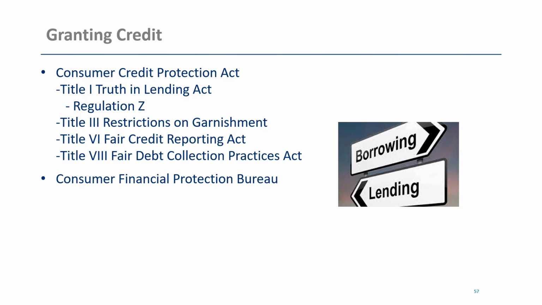Title III, restrictions on garnishment. A garnishment is a legal proceeding where money or property due or belonging to a debtor, but in the possession of another, is applied to the payment of the debt until the debt of the plaintiff is satisfied. Title III of the Consumer Credit Protection Act establishes maximum limits for wage garnishments, which can be either 25% of a worker's disposable earnings per week, or the amount by which a worker's weekly wage exceeds 30 times the federal minimum wage, whichever is less.